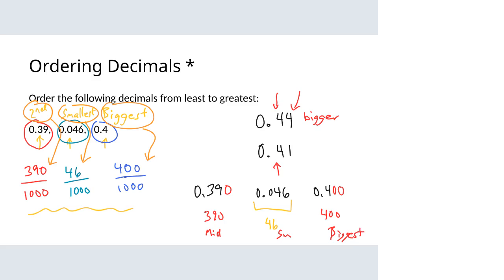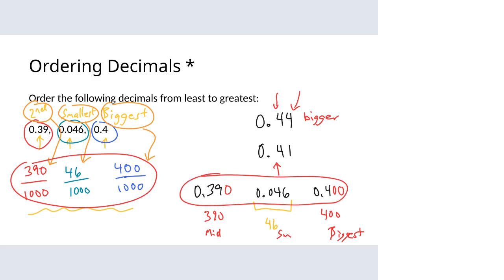So you have a whole bunch of different ways you can look at this. You can visually inspect it, looking at the tenths, then the hundredths if necessary, and keep going from there. You can rewrite them as fractions with a common denominator, or you can rewrite the decimals so that they all go out to the same place value position. And essentially what you're doing there is rewriting them as fractions, just doing it this way instead of actually writing them as fractions.